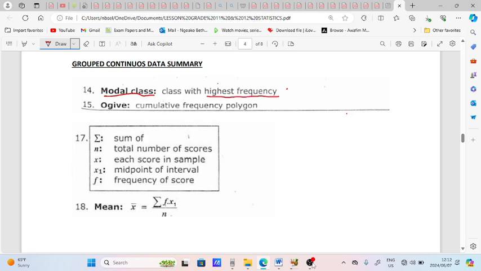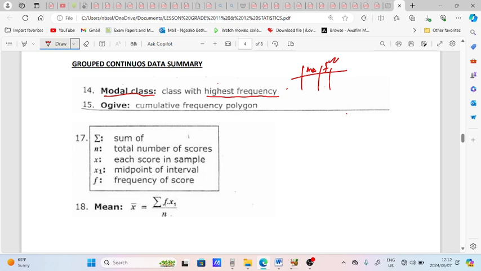Remember, if we have a table, we expect this kind of table where we'll be having the frequency this side, and this will be the interval here. So it means we check in here the one with the highest frequency, and that will be the modal class. Those numbers in there, they are repeating many times.